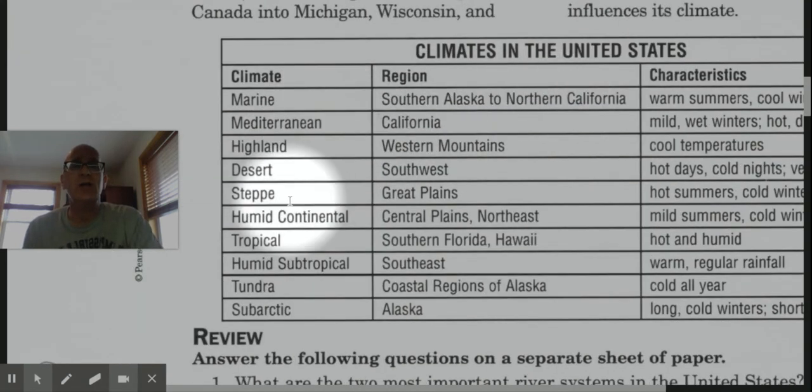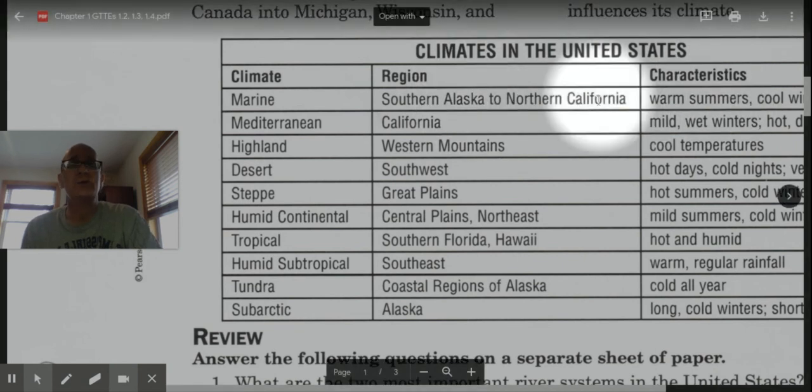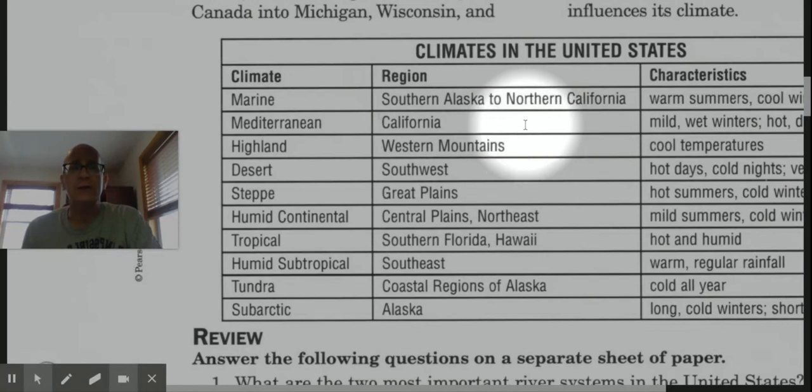So each of the climate zones in the far left column corresponds to a particular region, and each region gives you the type of characteristics, the type of weather and climate that you might see in that particular region of the country. This climate chart is going to be very helpful in answering the second question.